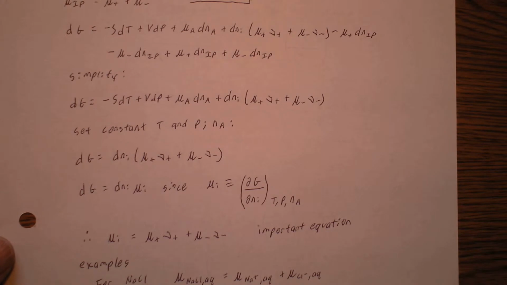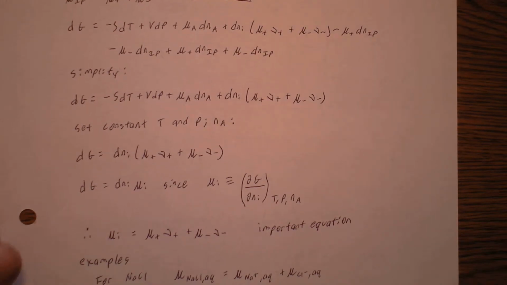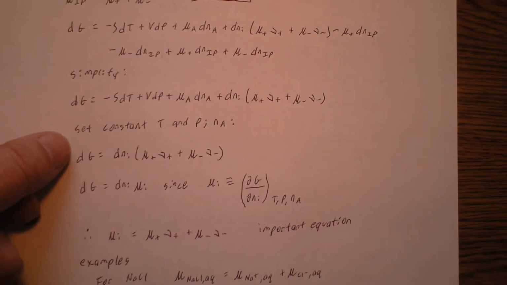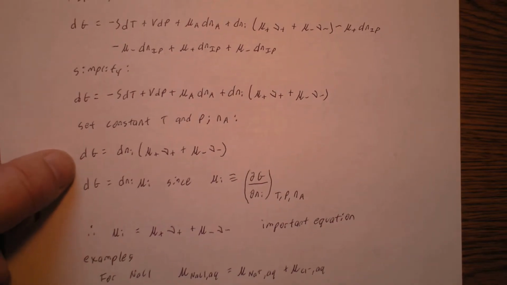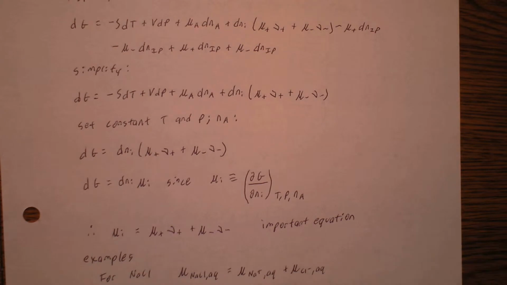Now we're going to set constant temperature and pressure. Therefore dT will be equal to 0 and dP will be equal to 0. So the dG is just going to be equal to that last term: the differential of the number of moles of substance I times the chemical potential of the cation times the nu of the cation plus the chemical potential of the anion times the nu of the anion.